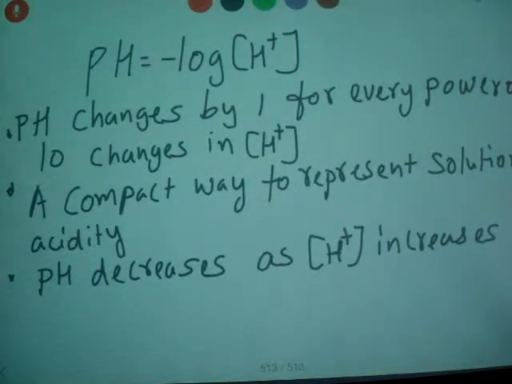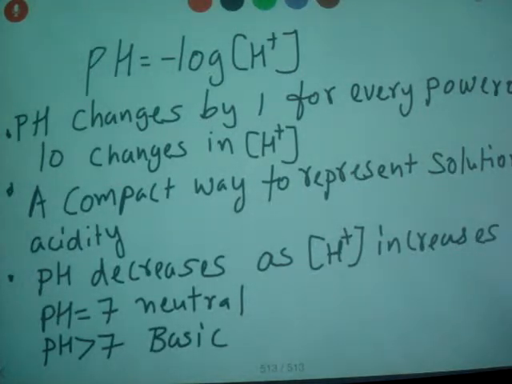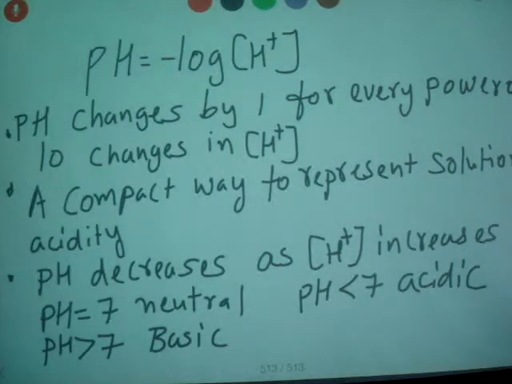So that's pH. We know that if pH equals 7, then neutral. If pH is greater than 7, then basic. If pH is less than 7, then acidic. So that's the pH range. Now, we are going to calculate pH of some acidic solutions or basic solutions.